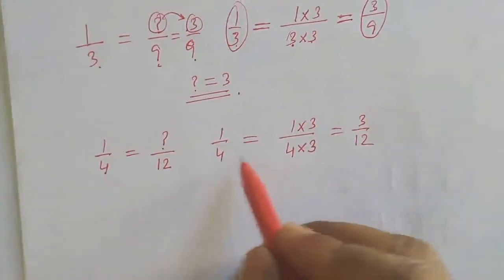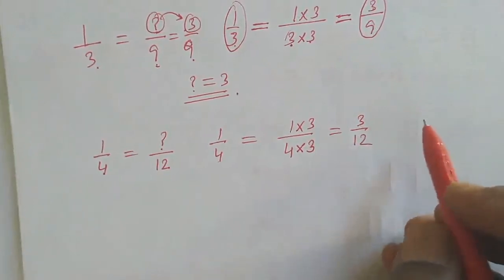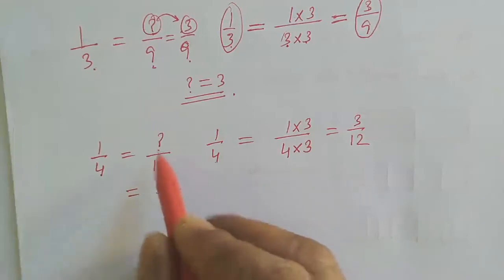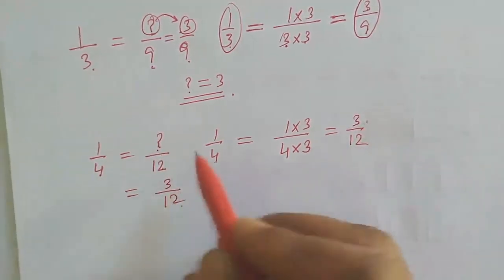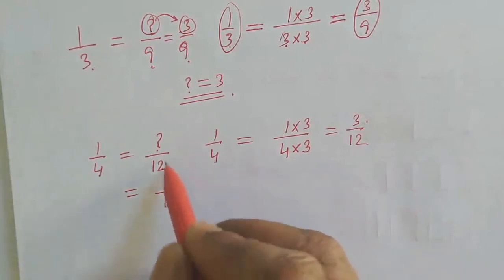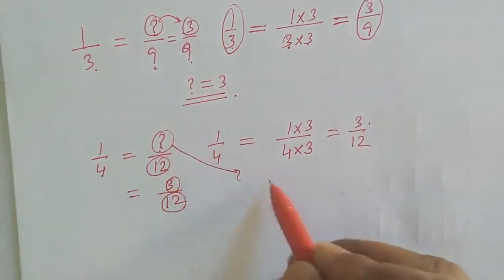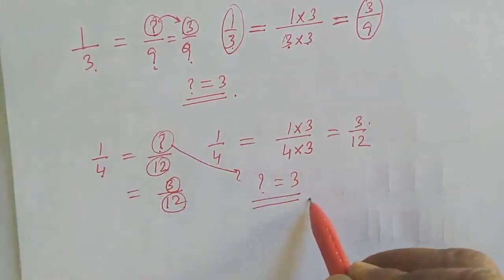So we have converted this 1 by 4 into this 3 by 12. So 1 by 4 is equal to something upon 12. And this is 3 by 12. So 12, 12, something, and this is 3. So this unknown number is actually 3. Okay.